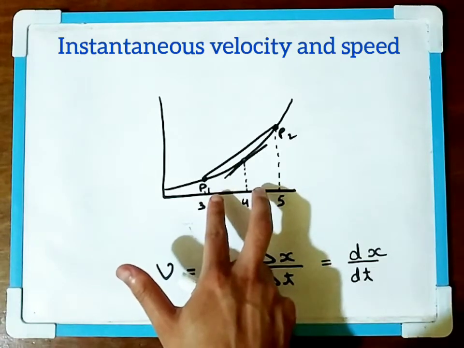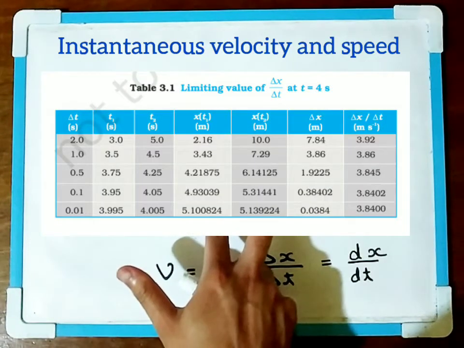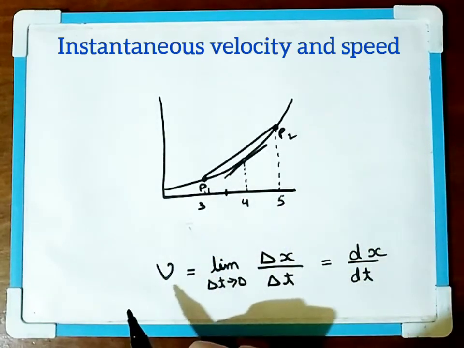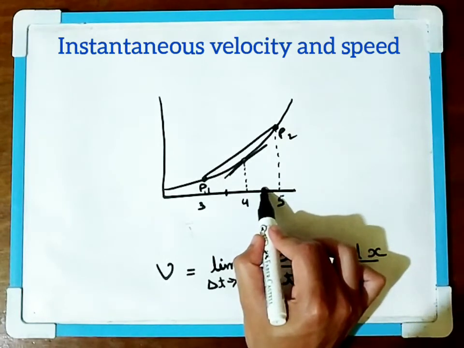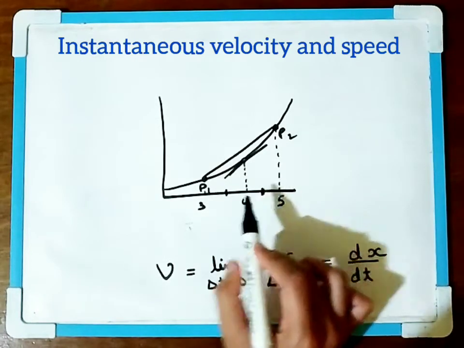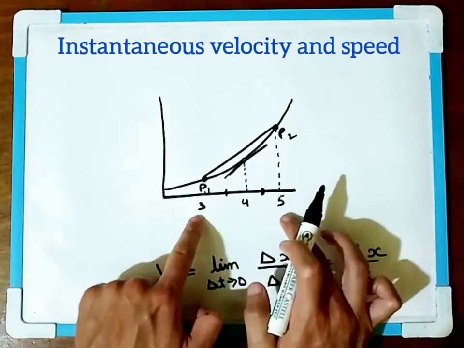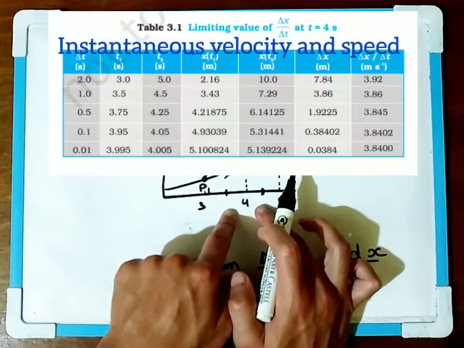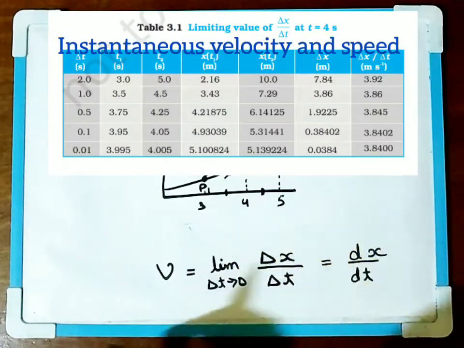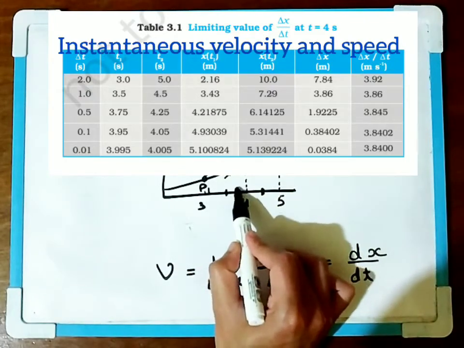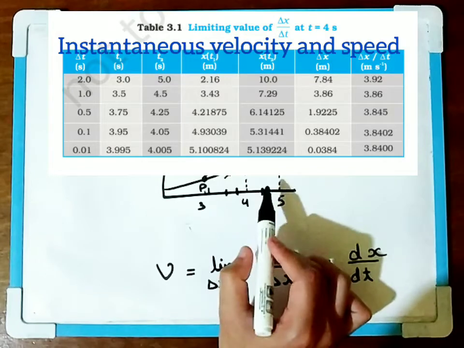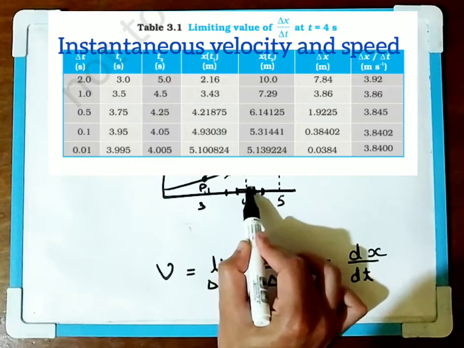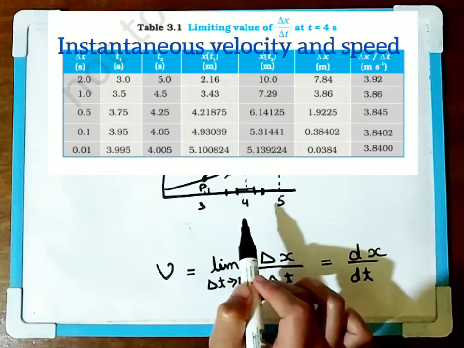Suppose t1 is 3.5 and t2 is 4.5. Again you can see that the interval has decreased, so the time interval will be 1 second. Then again you decrease it by increasing t1 from 3.5 to 3.75 and t2 to 4.25. Again this interval is very small. Delta t in this case will be 0.5.